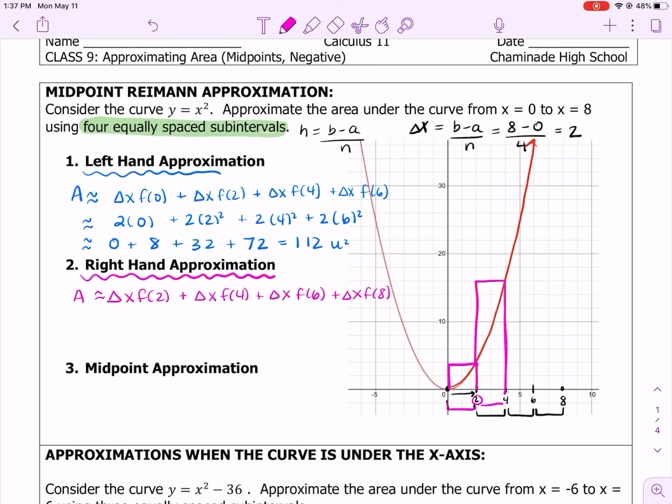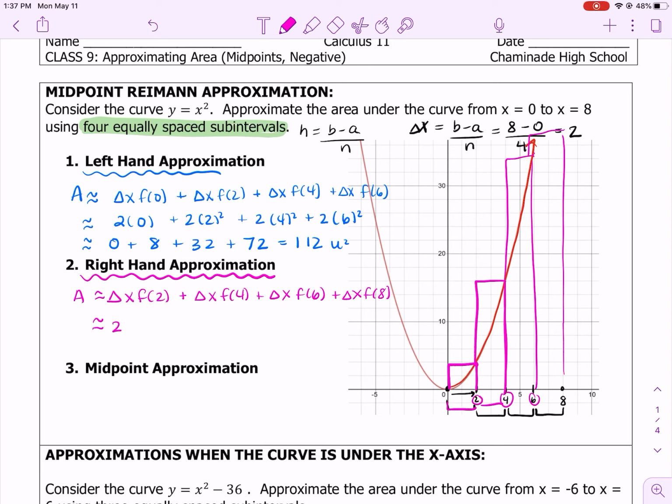Notice here, just reinforcing this idea, that our rectangles here are an over approximation. Remember here, our function is increasing, which means that the right-hand side is going to be above the left-hand side, which makes sense that this right-hand approximation is going to be an over approximation. We can see that because our rectangles are over our curve.